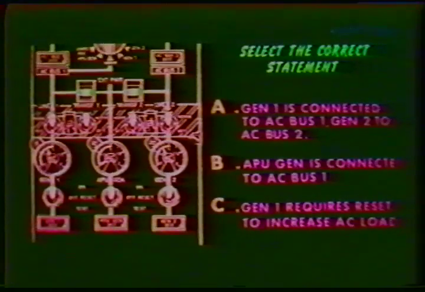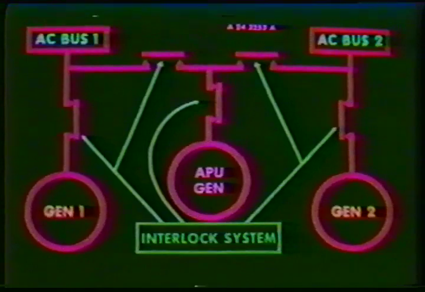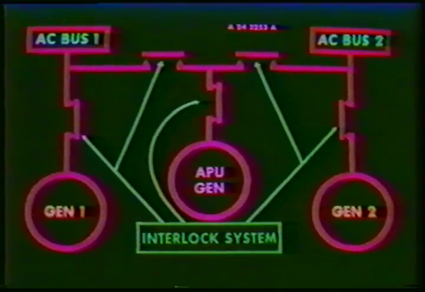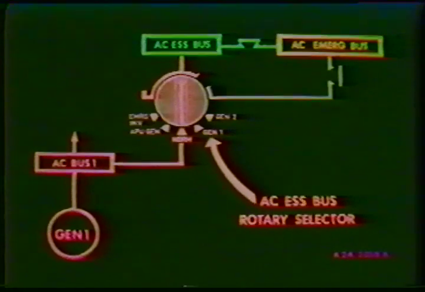Of course, A is correct. As we said earlier, generator 1 normally supplies AC load bus 1. Generator 1 also supplies the AC essential bus through AC load bus 1. The AC essential bus in turn supplies the AC emergency bus. This condition is controlled by an AC essential bus rotary selector.